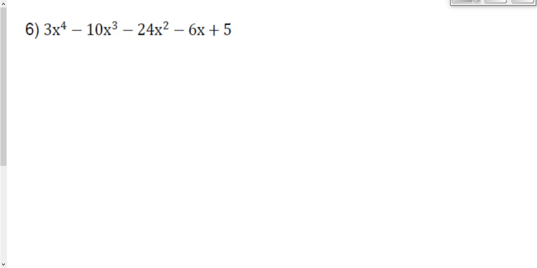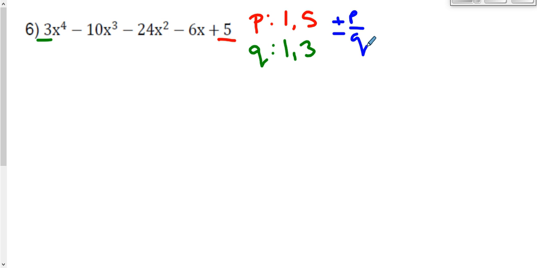All right. So again, the very first thing that I have to do in order to begin this problem is start a list of my p's and q's. My p's are the factors of the constant at the end, which in this case will have the factors of 1 and 5. My q's are a list of the factors of my leading coefficient, which is 3. So my factors are 1 and 3. Up next, we just have to make our list of possible rational roots by finding the plus or minus p over q's. I'll do this in set notation.